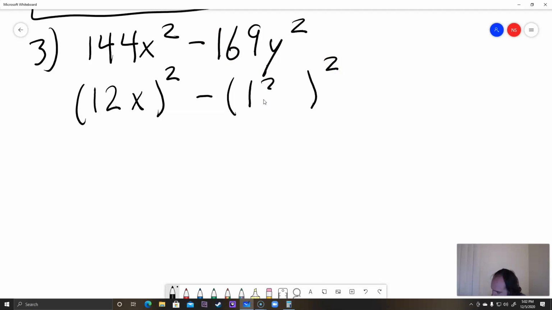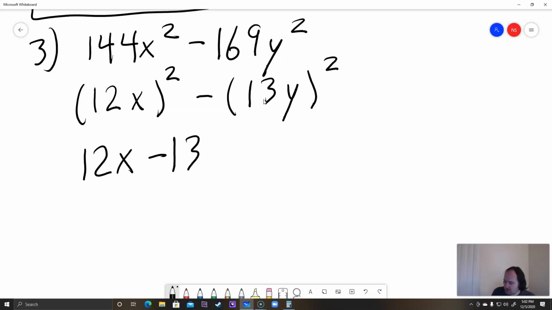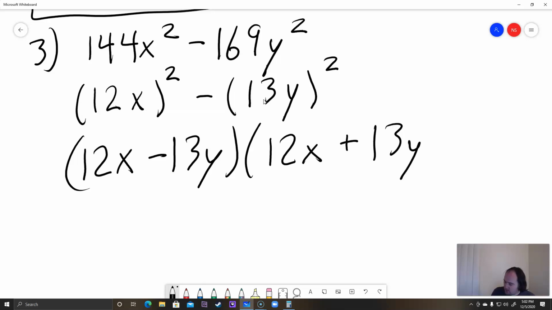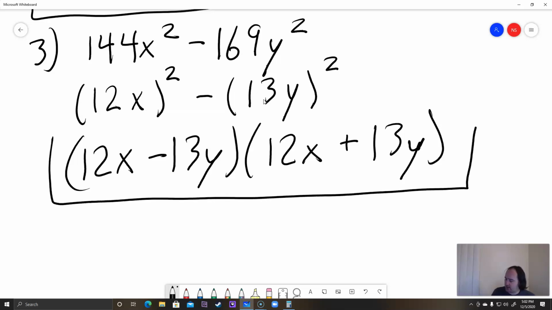So we have minus 13y quantity squared. Alright, so now we've written it as the first thing squared minus the second thing squared. So now we can go ahead and use the difference of squares. So it's going to be the first thing minus the second thing. So that's going to be 12x minus 13y times the first thing plus the second thing. So that's going to be 12x plus 13y. Okay? First thing minus the second thing times the first thing plus the second thing. So there we go. That's our answer.